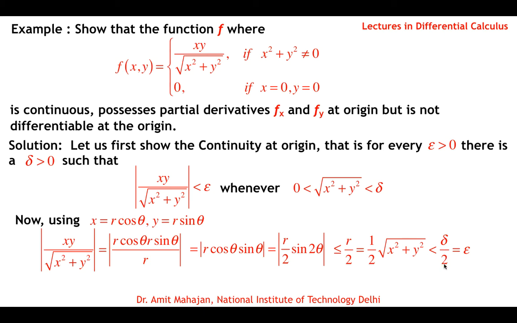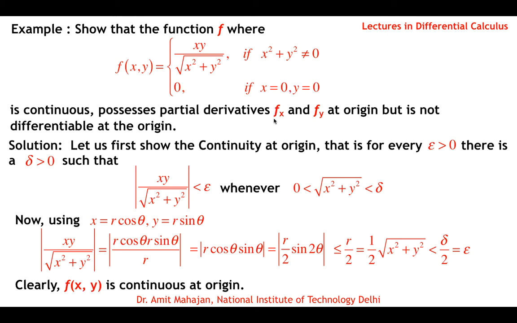So if I choose delta by 2 to be epsilon, that means if I choose delta to be 2 times epsilon, both these conditions are automatically satisfied because this modulus will be less than epsilon and this root will be less than delta. So by choosing delta to be 2 times epsilon, both conditions are satisfied. For every epsilon, delta equal to 2 times epsilon can be chosen so that this holds. That means that continuity is there at the origin. So clearly the function is continuous at the origin.